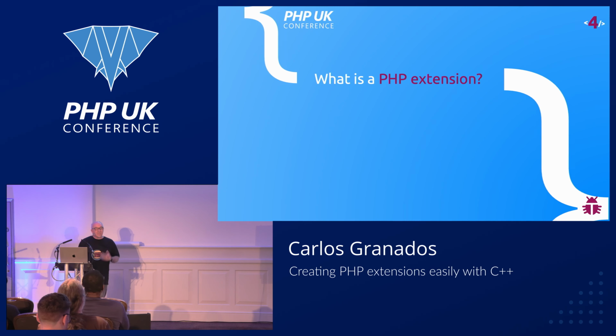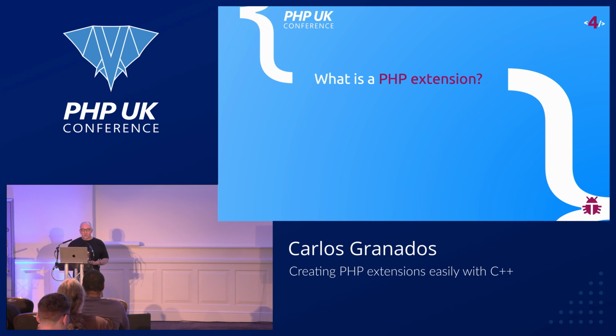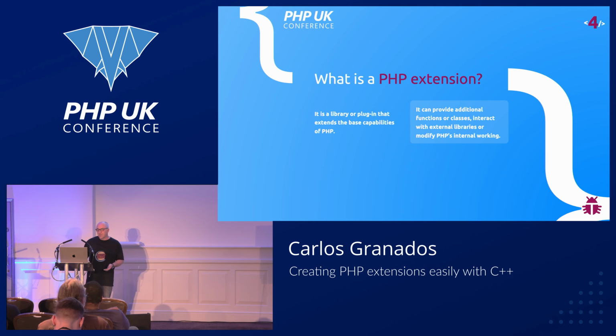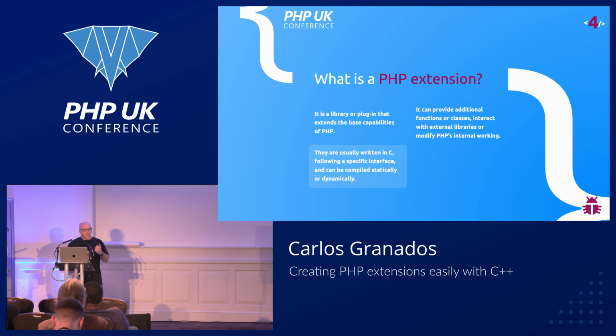So, what is a PHP extension? Let's start with this. A PHP extension is a library or a plugin that extends the capabilities of PHP. It can provide many different things. It can provide additional functions, it can provide additional classes, it can interact with external libraries, or it can even modify PHP's internal working. They're usually written in C.